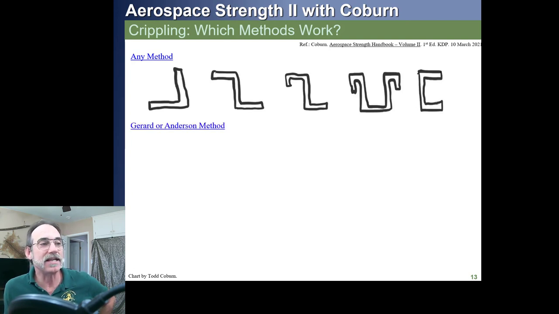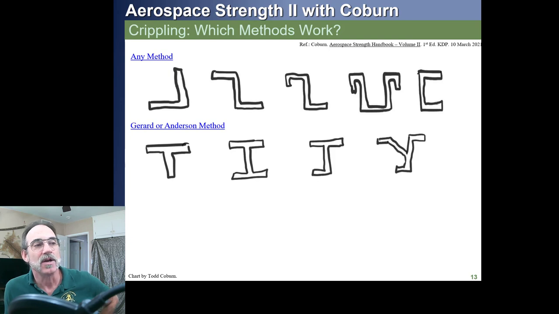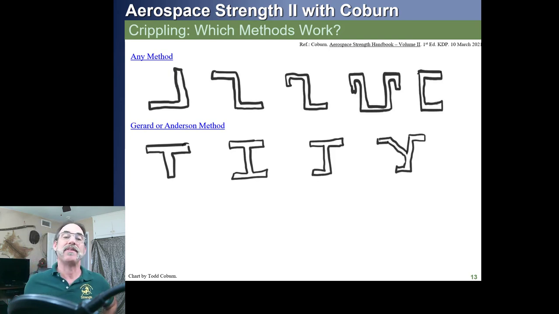However, if we have a cross-section that looks like any of these, we already saw that Needham's method won't work. Girard's method will work, and Anderson's method will work. Girard's method is pretty straightforward if you have a T, an I, or a J. But if you get a Y or something more complicated, it can be challenging to implement. Regardless, Anderson's method is probably the most straightforward to apply to these.